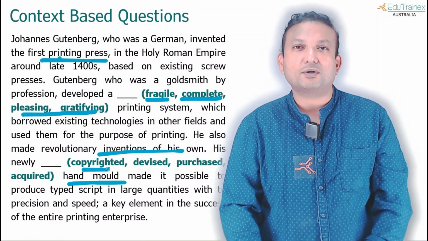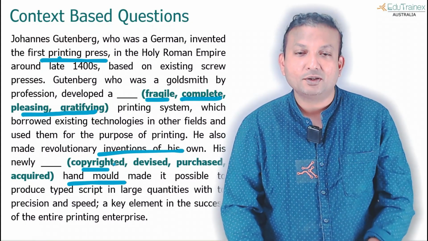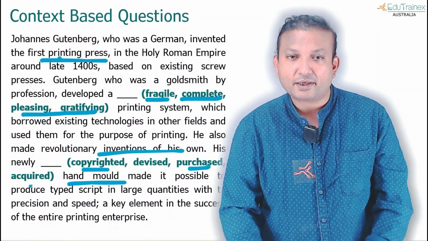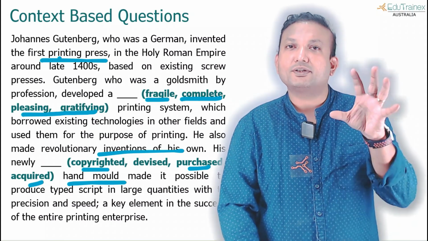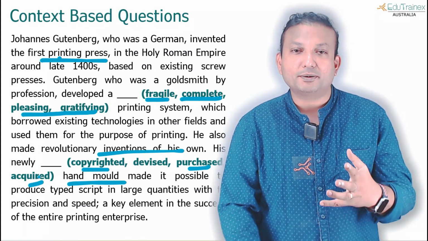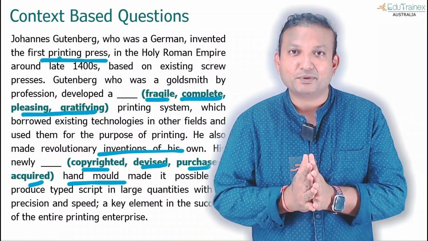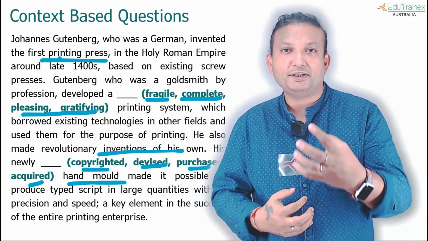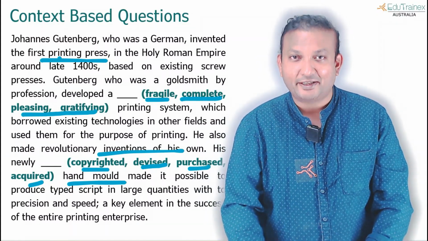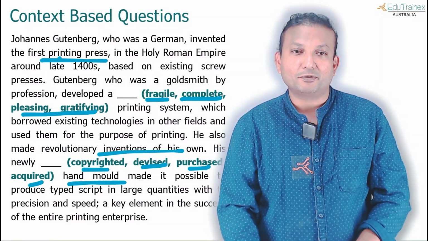Copyrighted. It's not related to intellectual property. It's more about invention. Which of the words are related to invention? Purchased, acquired: there is no reference in the context throughout that he purchased or acquired any technology from other places. Devised is the closest to inventing something. I devised something new. He invented something, he devised something. So that is the best word and the best answer. So you see how understanding the context can really help you to solve the questions.